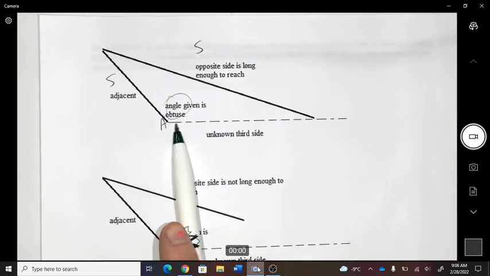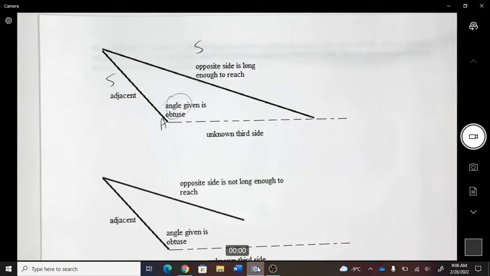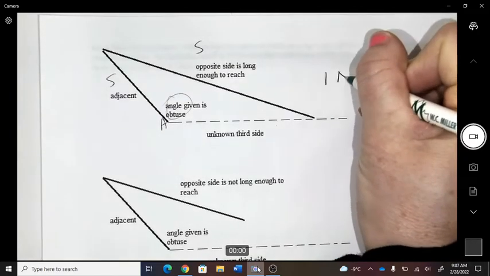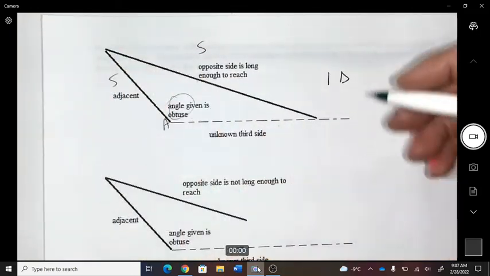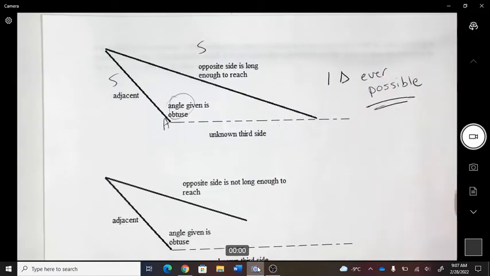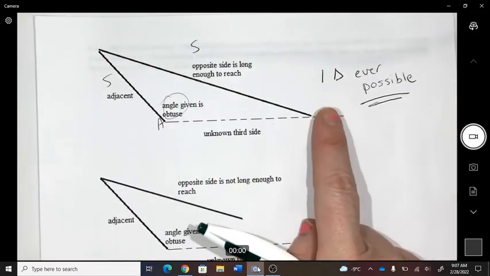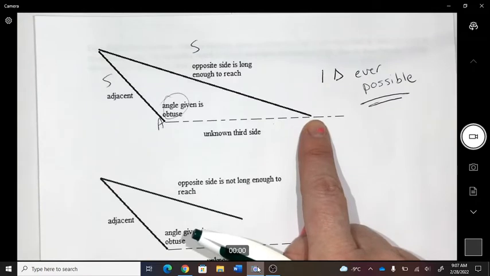If this is already obtuse, is it possible for this opposite angle over here to be obtuse or acute? No. Can you have two obtuse angles in a triangle? Would that work? If you added 100 and 100 in a triangle, is that ever going to work? No. Okay, so here there's only going to be one triangle ever possible, as long as this side is long enough to reach.